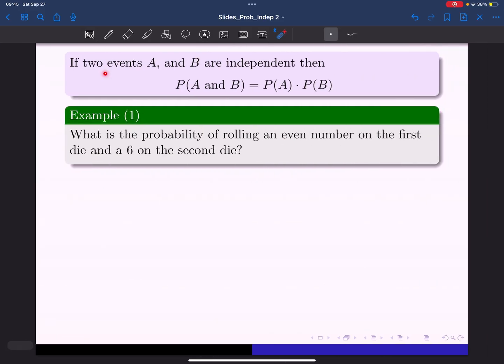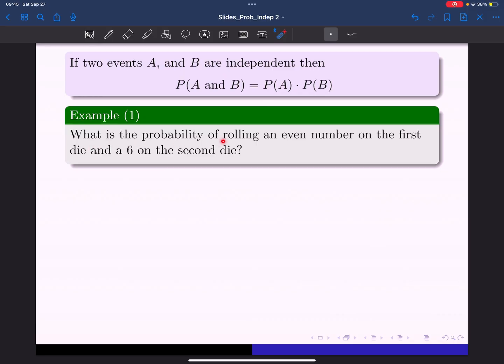Now, if we have two independent events, event A and B, then the probability of event A and B is the probability of A times the probability of B. We simply multiply those probabilities. Let's see this in example 1.